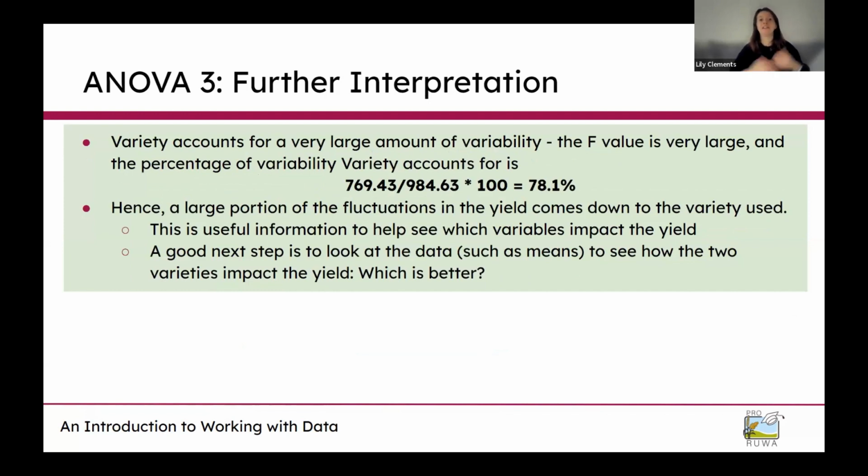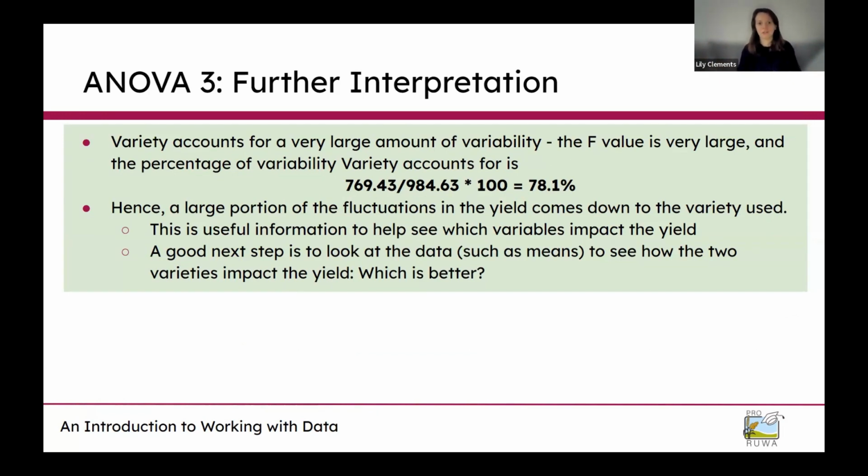Variety accounts for a very large amount of variability. The F value is very large, and the percentage of variability that variety accounts for is 78.1% alone in one variable. This means that a large portion of the fluctuations in the yield comes down to the variety used. This is really useful to help see which variables are impacting yield. And it seems, in our case, that variety is really impacting yield.